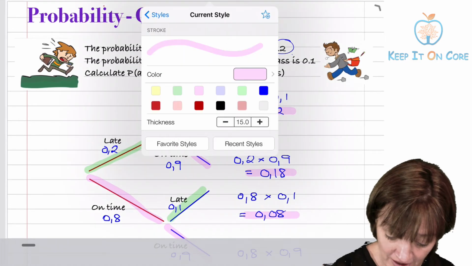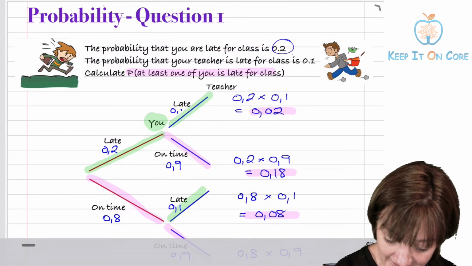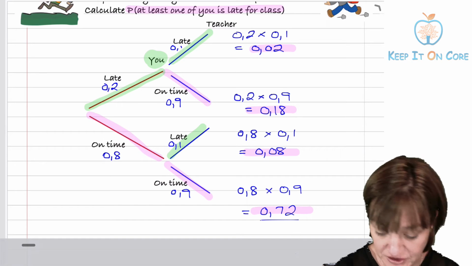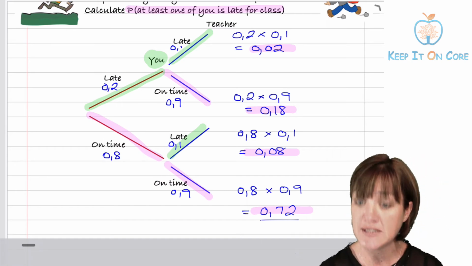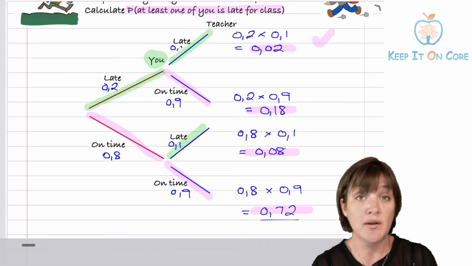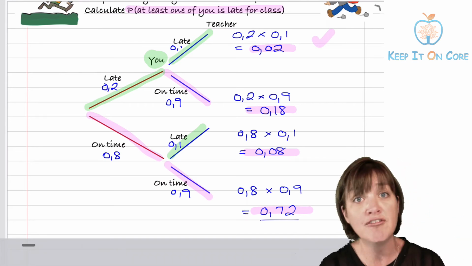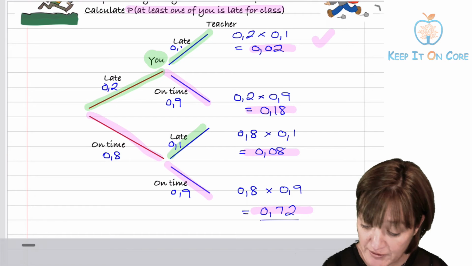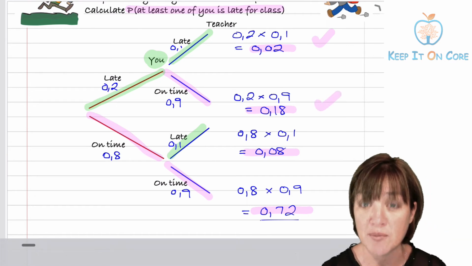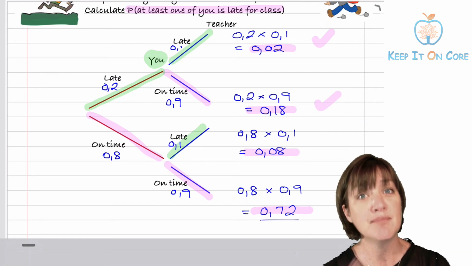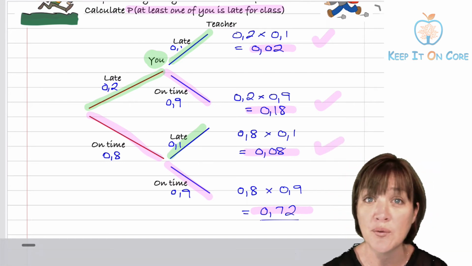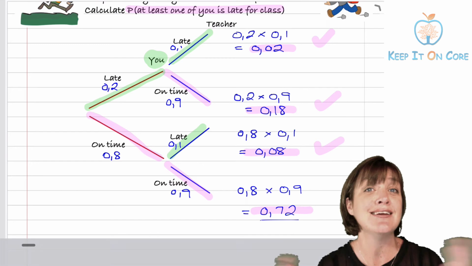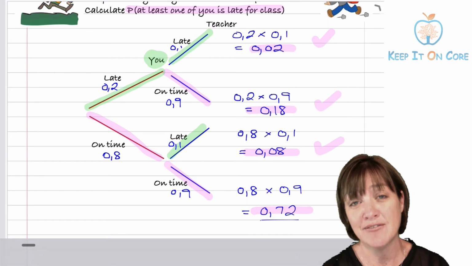Now the question that's being asked is, what is the probability that at least one of you is late for class? Well, let's look at the first scenario. 0.2 chance of you being late and 0.1 chance of your teacher being late. Yes, in that case, both of you were late for class, so that would fit within the description of that probability. If you are late but your teacher's on time, well, that would be one of the solutions we're looking for, because at least one of you were late for class. However, if you were on time but your teacher was late, still one of you is late for class. And the last scenario is that you are both on time, in which case we're not looking at that probability because neither of you are actually late for class at that stage.